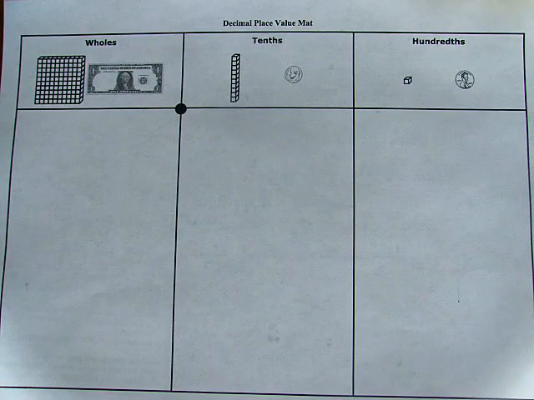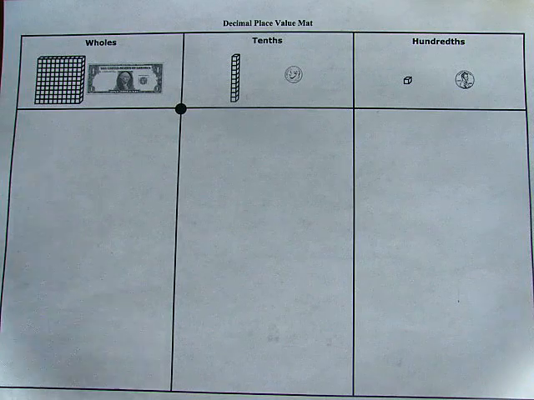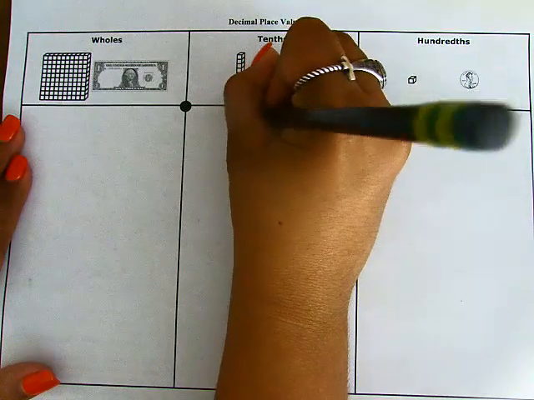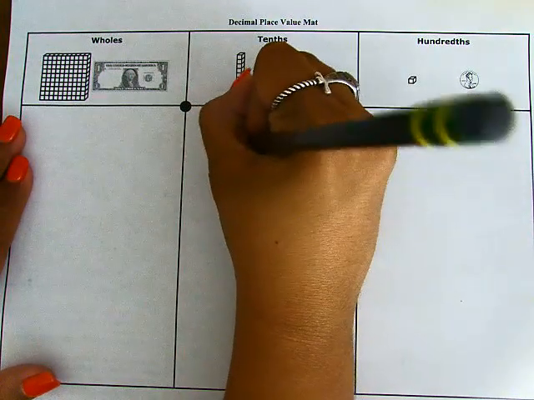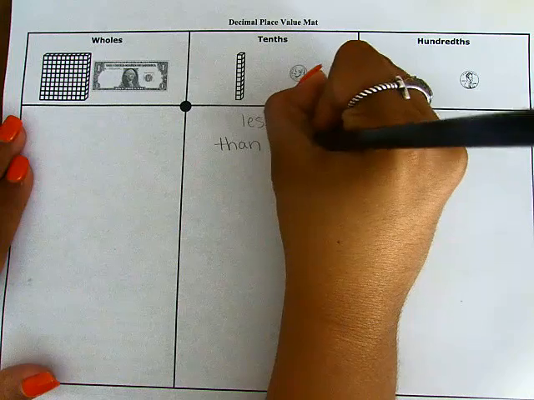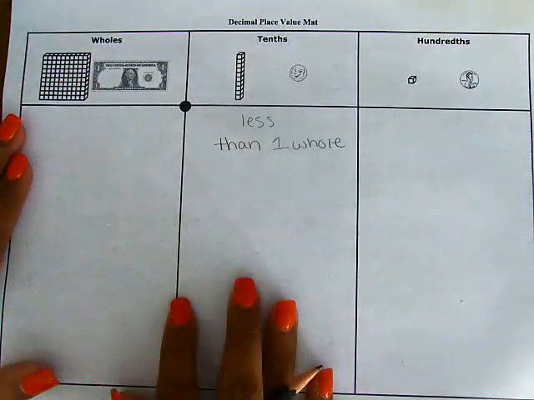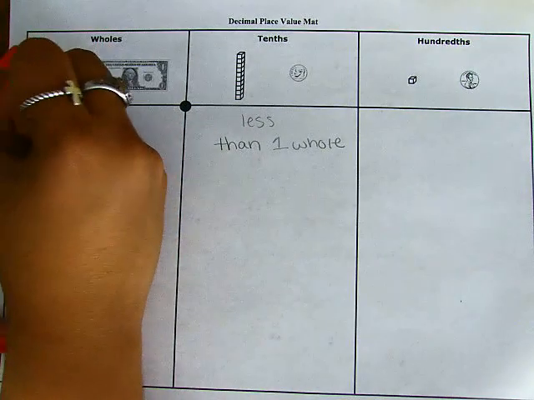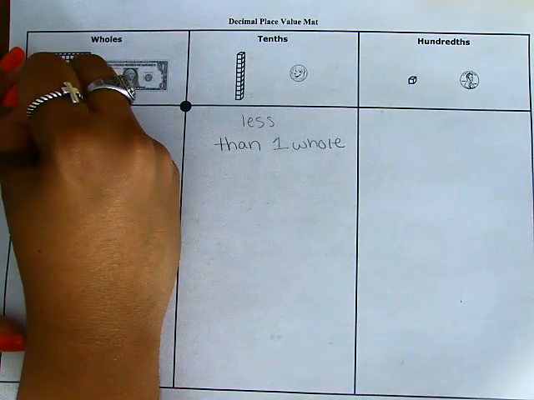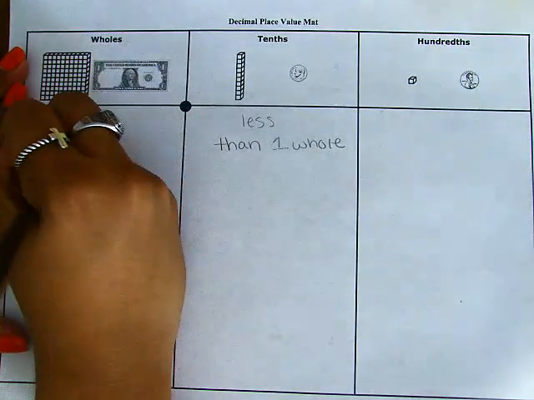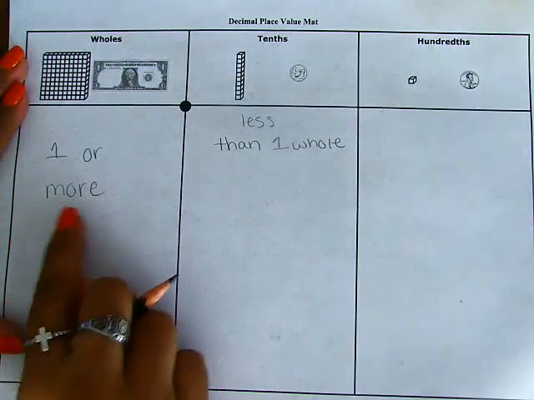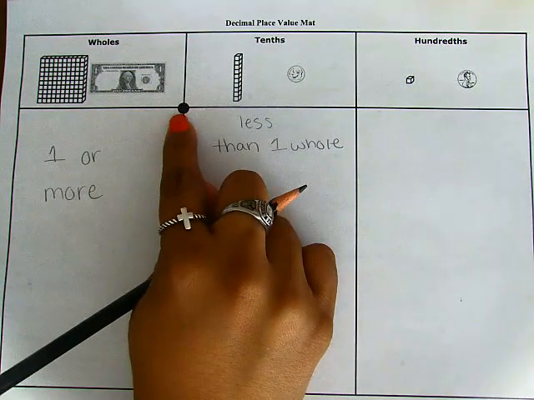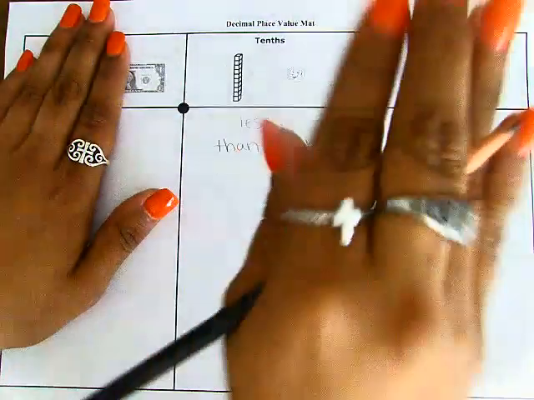I want you to know one thing. To the right of the decimal is less than one whole. Everything to the left of the decimal is always one or more. That is very important. Our decimal separates what is our whole from what is less than a whole.